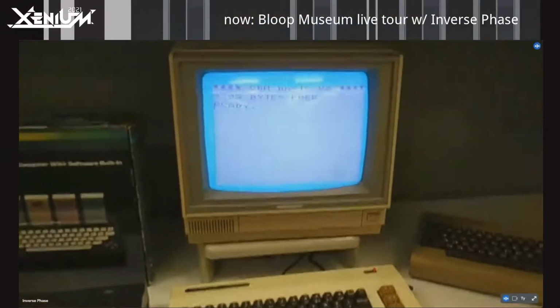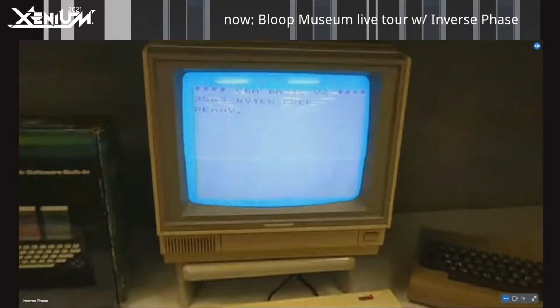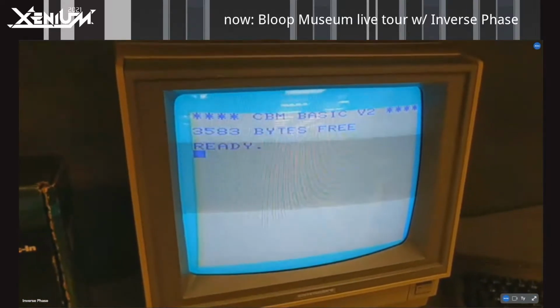So many of these machines do turn on, which is a bonus. I'm sorry about any sync issues that you might be experiencing on the stream.